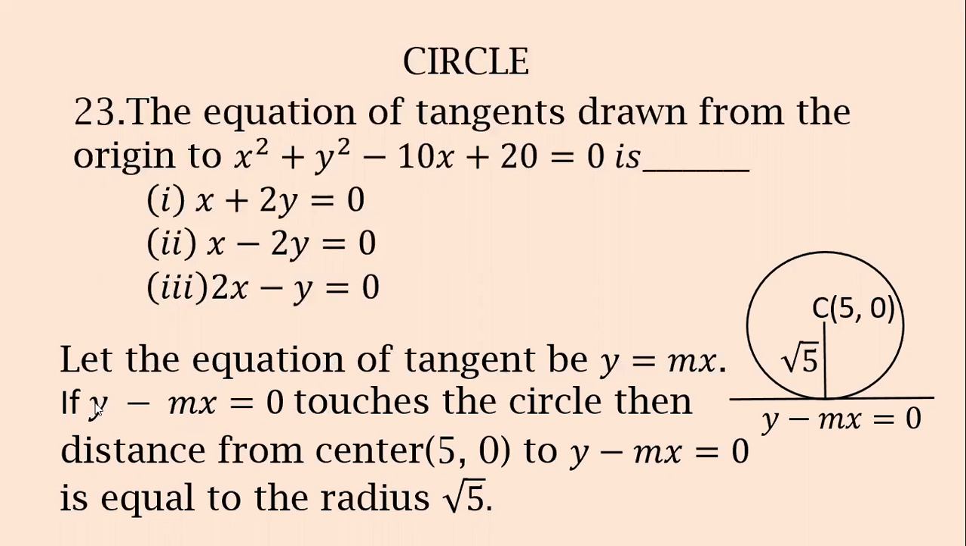Now if y minus mx is a tangent to this circle, then the distance from the center to this straight line will be equal to its radius. See, the center is (5, 0) and the radius is square root of g square plus f square minus c. After calculation, we get it is root 5. Yes, g is equal to 5, so 5 square, that is 25, minus 20, square root, then it is root 5. So the distance from this center to this straight line is equal to its radius.